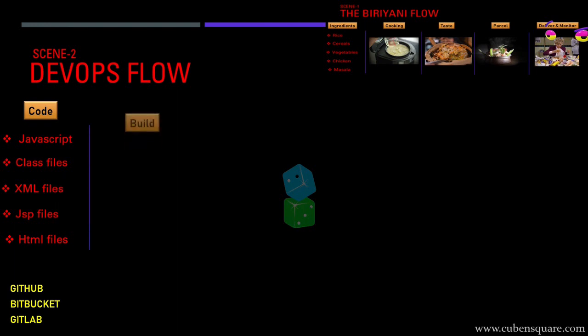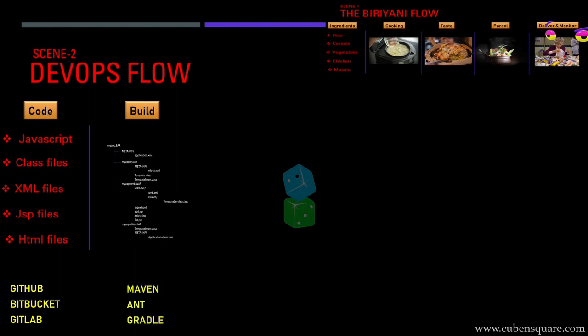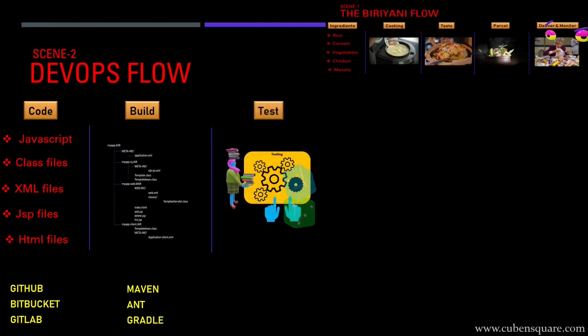Then build it using Ant, Maven, or Gradle. Once done, time to test the code for business logic and performance using tools like JUnit or JMeter or Cucumber. In case of any feedback, loop it back to the developer. Else, good to move ahead with packaging.